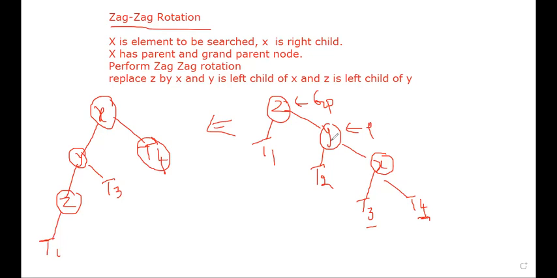Then T2 is on the left side of Y. So now traverse towards the left. In this way we can rearrange the elements in the zigzag rotation.